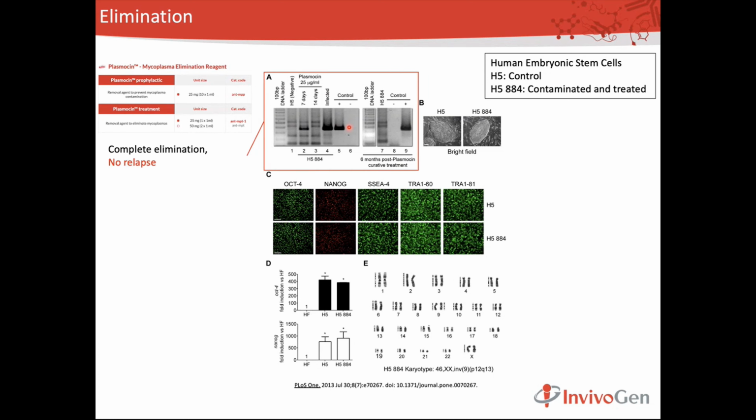So first, by PCR, they detected the mycoplasma contamination. So you can see this is the infected, very, very strong band. This is a control, so you can compare. So first, they finished the treatment of 14 days, and you can see this is after 14 days of treatment. The band is gone. It's the same as the H5 negative sample, clean.